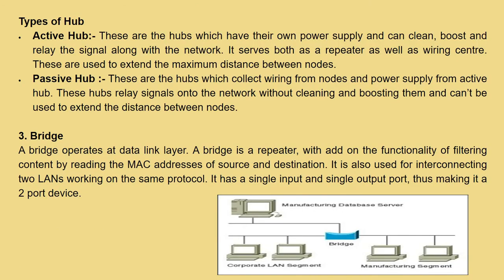Now there are types of hubs. One is the active hub and another is the passive hub. So what is this active hub? These are the hubs which have their own power supply and can clean, boost and relay the signal along the network. It serves both as a repeater as well as a wiring center. These are used to extend the maximum distance between nodes.